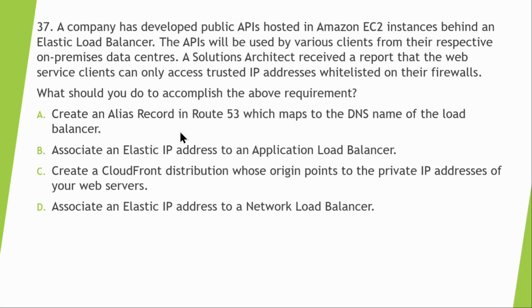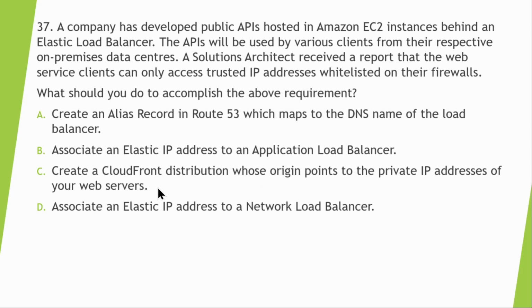Now mark your keywords, as I always say: trusted IP addresses, whitelisted, and on firewalls. When they're talking about trusted IPs and everything, the first thing that should come into the picture is the network load balancer. And you will have an elastic IP address, so you should trust EIP. You can bring your own IP, so you will use an elastic IP address. And as I said, firewall, it will be network load balancer. So this way, there's no need to re-establish new whitelisted IP addresses. So the correct answer to this is associate an elastic IP address to a network load balancer.